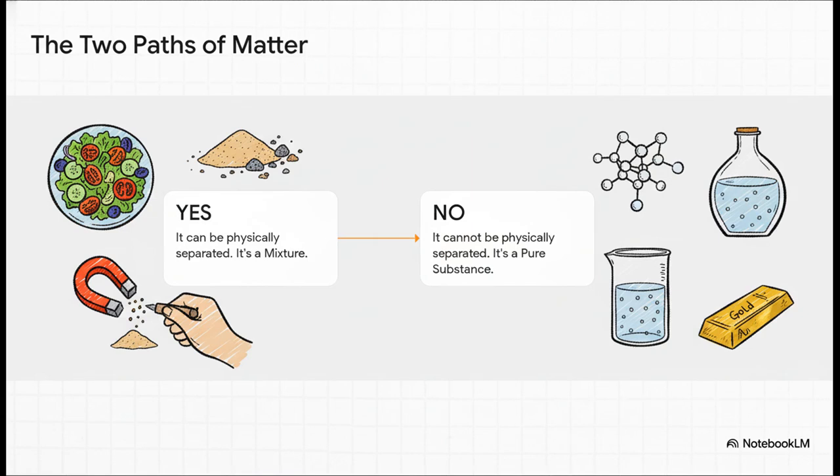And here are those two paths. If you answered yes, you can physically separate it, then congratulations, you've got yourself a mixture. If you answered no, there's no physical way to break it down, then you are holding a pure substance. This is the first and most important split in all of chemistry.